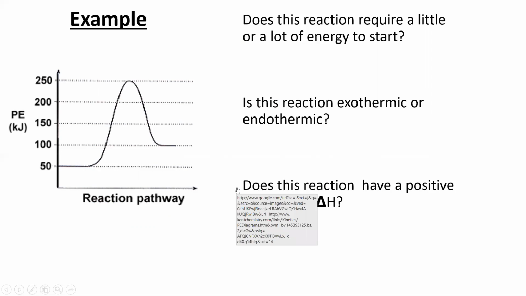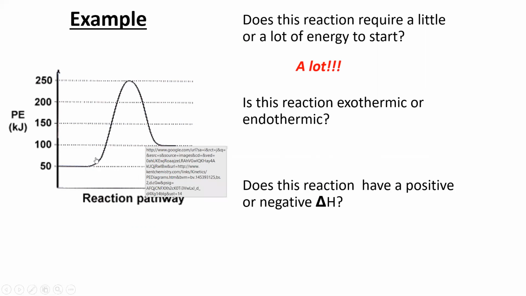We go from 50, we go up to 250. Okay, so we went up by 200. Whereas our energy between our products and our reactants is 50. There's only a 50 difference. So that's a lot of energy in order to get this reaction to start. That has a very high activation energy.